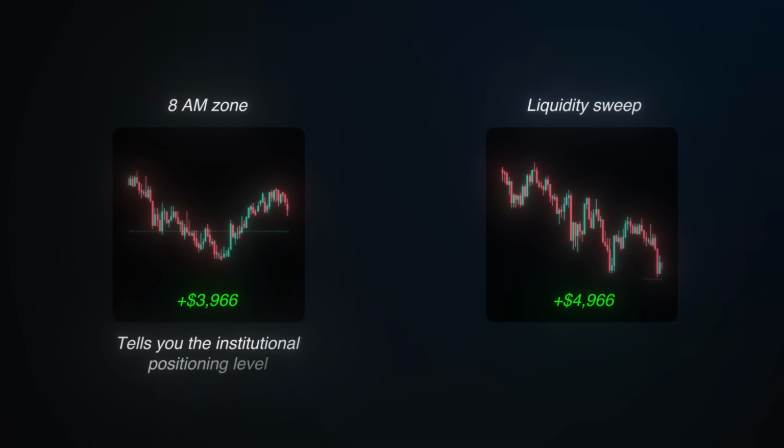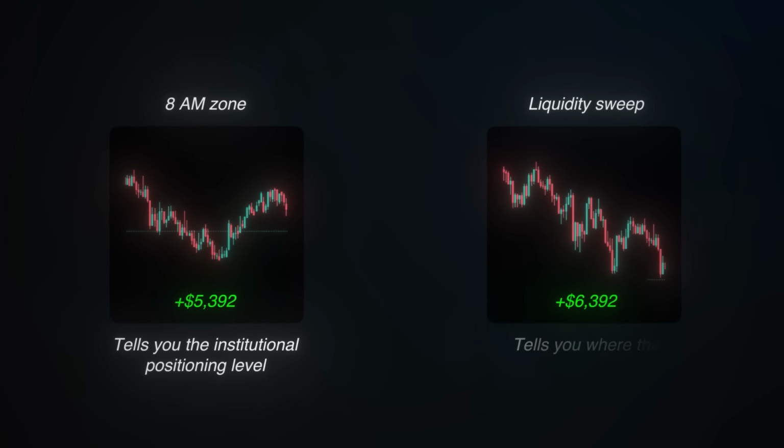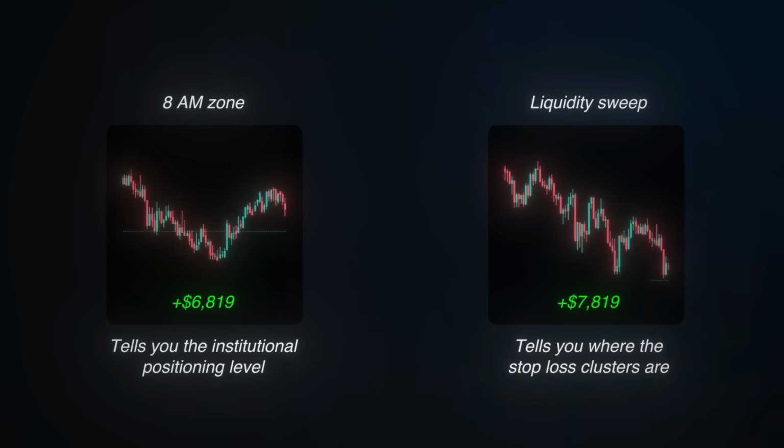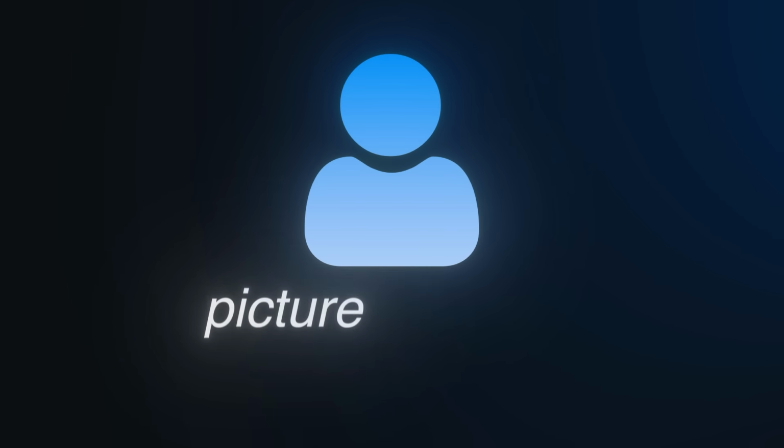The 8 a.m. zone tells you the institutional positioning levels, while the liquidity sweeps tell you where the stop loss clusters are. Combined, you have a complete picture of where big money is operating. Most traders only understand one or the other. They either trade breakouts and get chopped up on sweep days, or they only look for sweeps and miss the trending days.